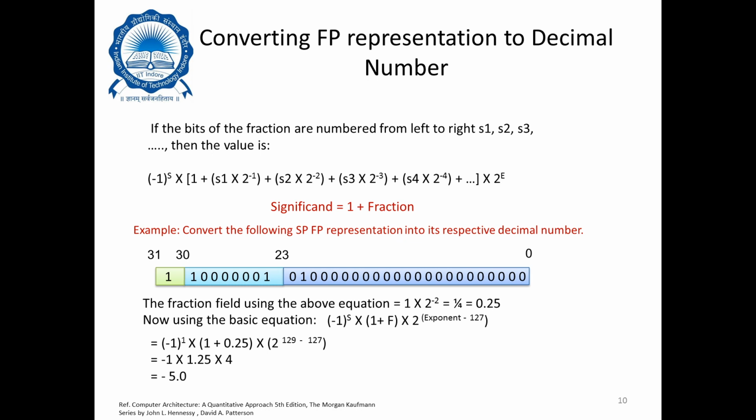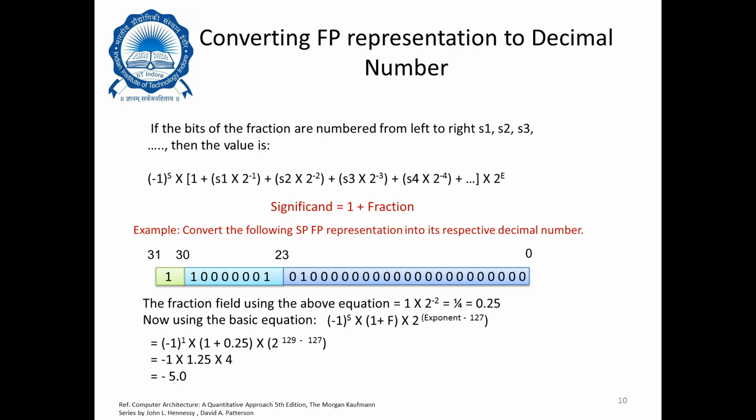If the bits of the fraction are numbered from left to right, such as s1, s2, s3, then the value is (-1)^s times (1 + s1 x 2^-1 + s2 x 2^-2 + s3 x 2^-3 + ... until you have the number of bits) multiplied by 2^e, with the significand being 1 plus fraction. Imagine that you have a single precision floating point representation that is shown here.